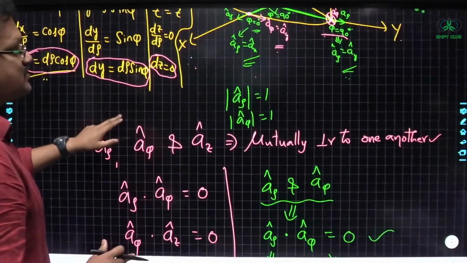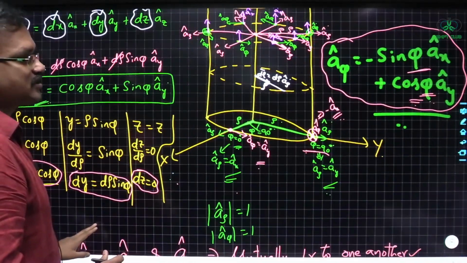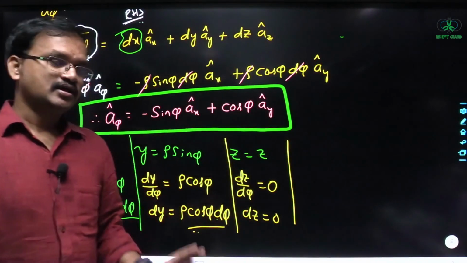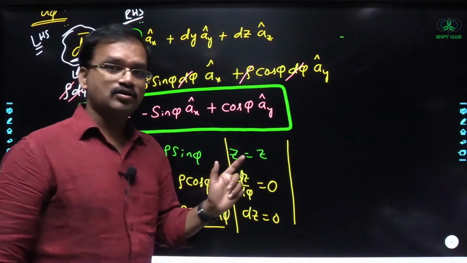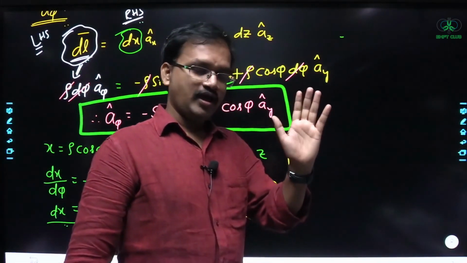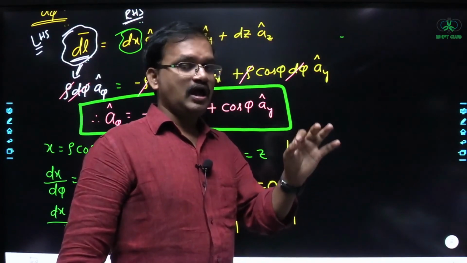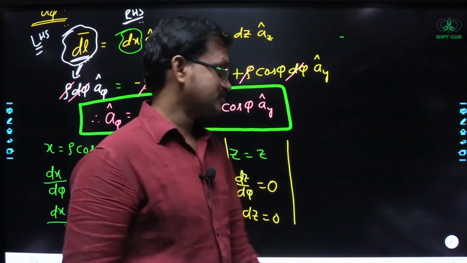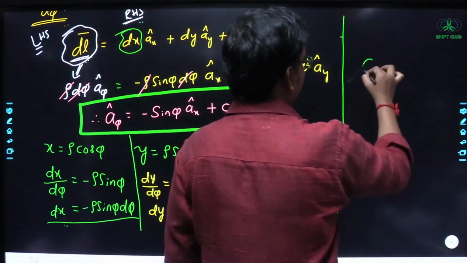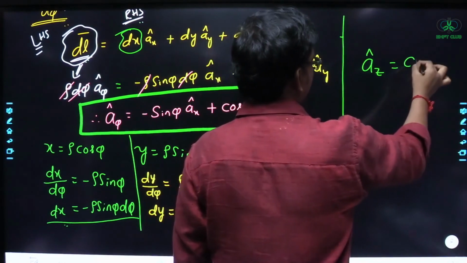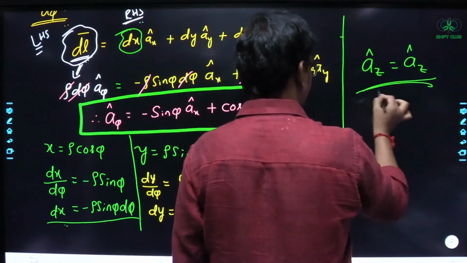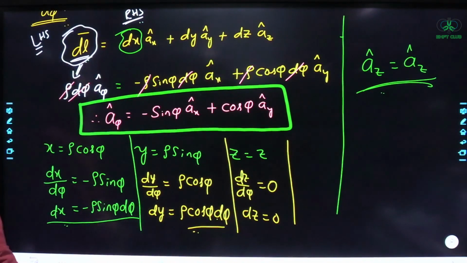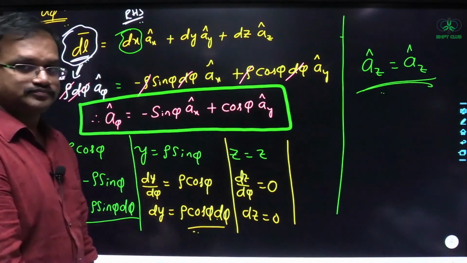Next, az cap direction is always fixed. The direction of az cap is always parallel to the z axis. So az cap will be the same as az cap only. This is how you have to represent the dependency of unit vectors on phi.